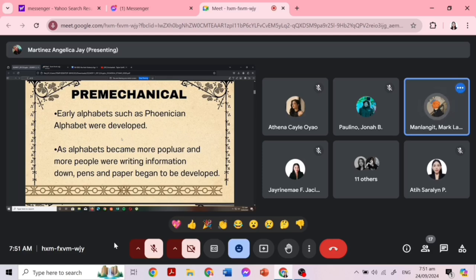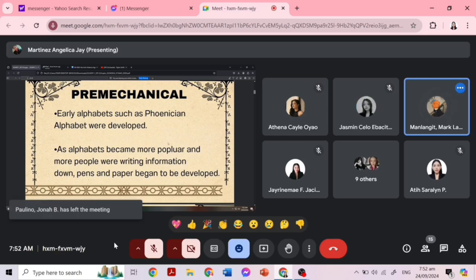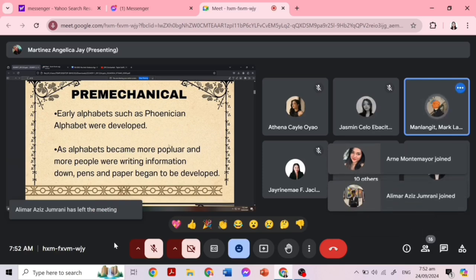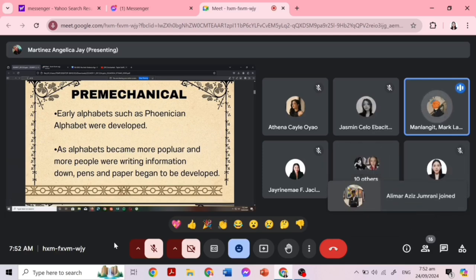Before the petroglyphs, the Phoenicians also invented the early alphabet. An alphabet is a writing system that uses symbols, and it was invented by Egypt. The alphabet became more popular and more people were writing information down. Pens and paper began to be developed.